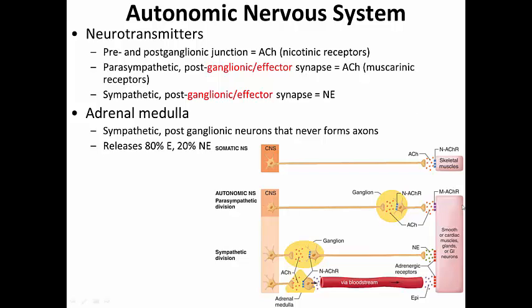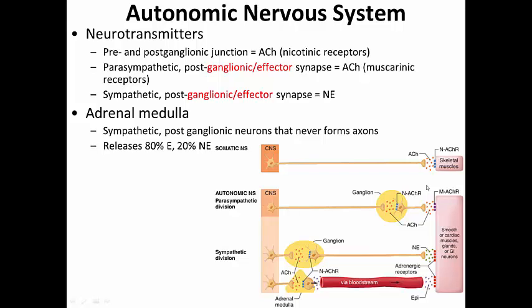But here's where things get a little bit different. In the case of the parasympathetic division, and our postganglionic axon, we do release acetylcholine once again once we get to the axon terminals of the postganglionic neuron in the parasympathetic division. So here's acetylcholine, but look, here's something exciting. Here we have muscarinic receptors that are found on the effector, whatever the effector may be.